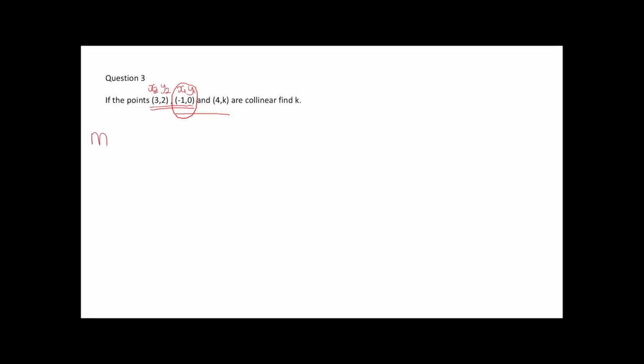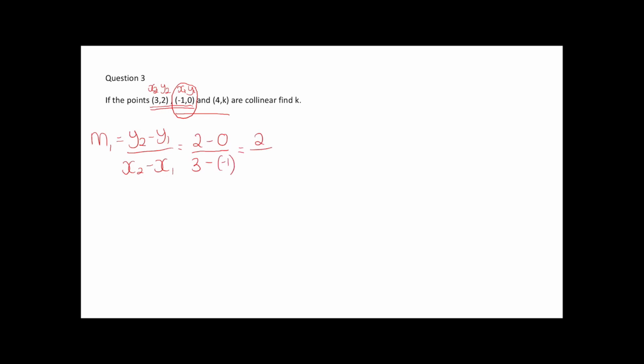So to find the gradient of that first point, I'm just going to call this M1 because our points aren't labelled with any letters. We are doing y2 minus y1 over x2 minus x1. Remember, y is over x's for gradient. So we've got y2, which is 2, take away y1, which is 0, over x2, which is 3, take away x1, which is negative 1.